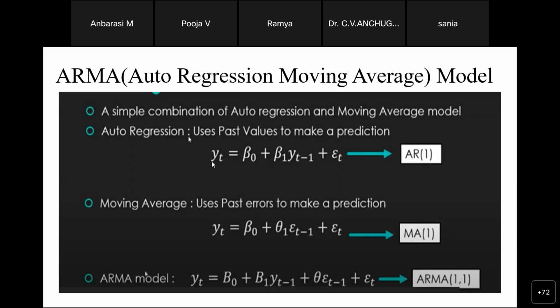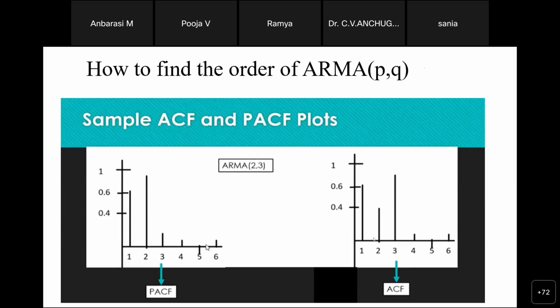So the combination of autoregression and moving average together is what we call an ARMA model, the autoregressive moving average model. If you take the AR model, it is beta naught plus beta yt minus 1, and then plus the error terms also will be considered. So previous values and previous errors are both considered in the case of the ARMA model. This is how we find it for the ARMA model.